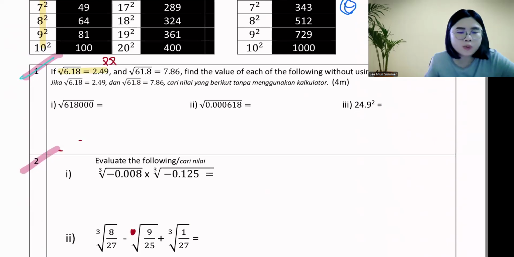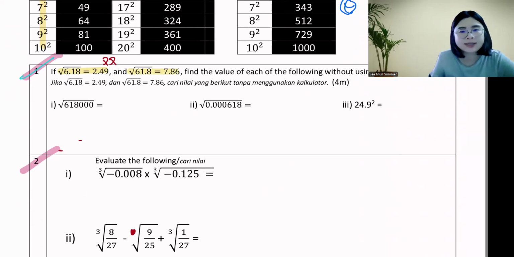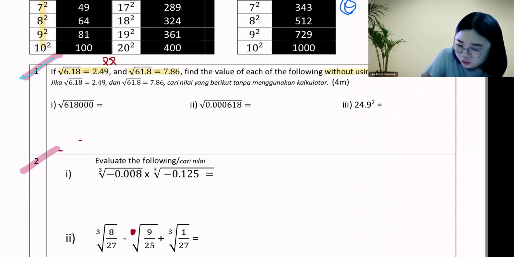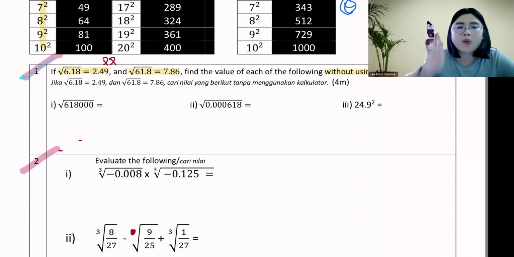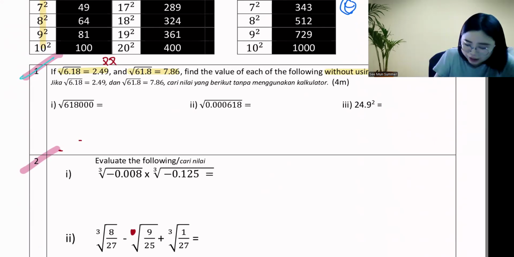√6.18 equals 2.49. This is a hint they give. Tip number 2: √61.8 is 7.86. And then they say, find the value without using a calculator. You cannot find the answer using a calculator. The answer from the calculator would definitely be different from the answer the teacher wants. So no choice, you have to think.